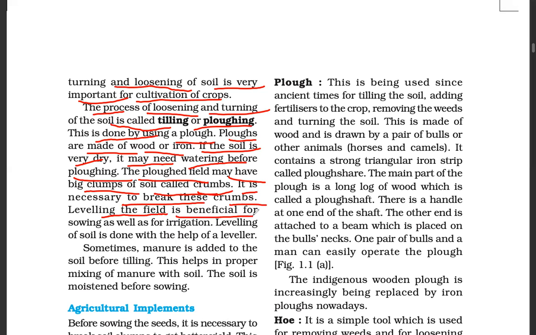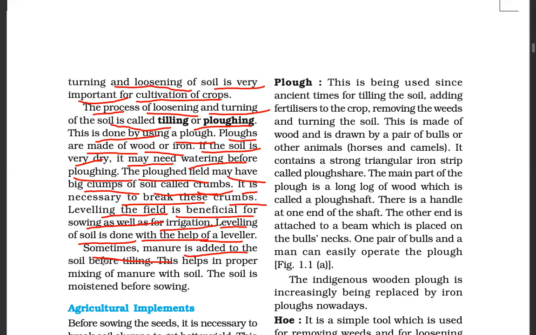Leveling in the field is beneficial for sowing as well as for irrigation. Leveling of soil is done with the help of a leveler. So basically, leveling of soil is very important. And if there are crumbs, the leveling will not be done properly. The leveling of soil is basically done by a machine called a leveler.